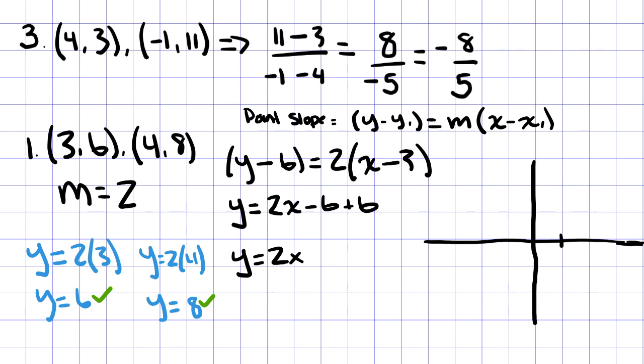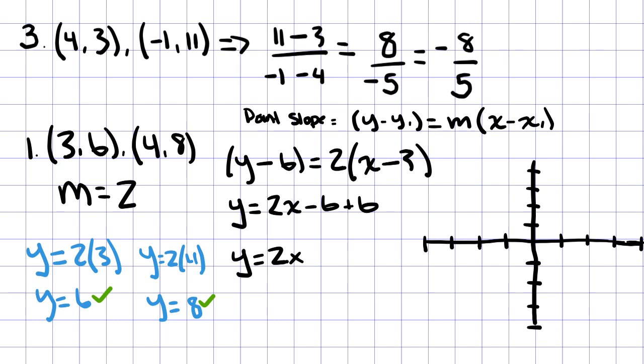2, 4, 6, 8, 2, 4, 6, 8, 2, 4, 6, 8, or negative, negative 2, negative 4, negative 6, negative 8.